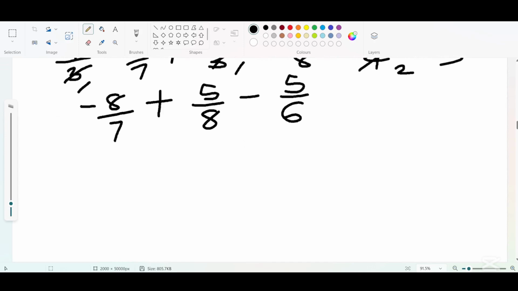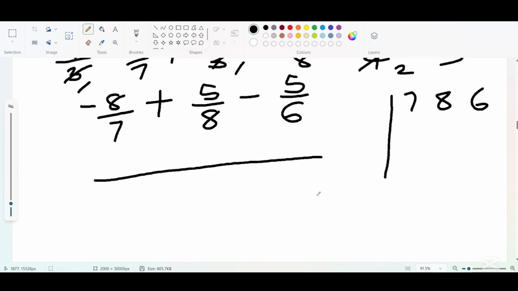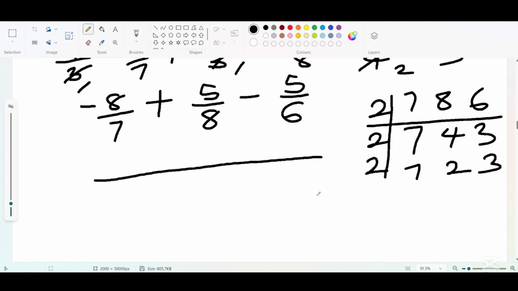So when we have this expression now, what we need to do is find the LCM of these three numbers, 7, 8, and 6. So what's going to be the LCM of these three numbers, 7, 8, and 6? Since there is an even number in that set, we use 2 to cut everything. So 2 in 7 will be 7, 2 in 8 will be 4, 2 in 6 is going to be 3. So 2 can still go, 2 in 7, 7, 2 in 4, 2, 2 in 3, 3. Now 2 in 7, 7, 2 in 2, 1, 2 in 3, 3.